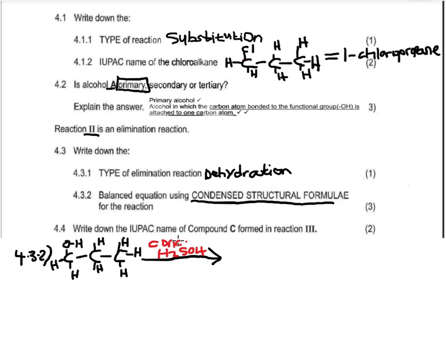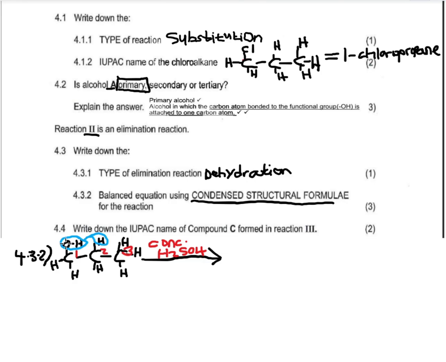Remember, the concentrated sulfuric acid has 2 functions. It is to remove the water, which acts as a dehydrating agent, and the second function is it acts as a catalyst, which means it speeds up the rate of the chemical reaction. Now here in this case, it acts as a dehydrating agent, which means it's going to remove the water molecule. In order to remove the water molecule, we are actually removing the OH together with the hydrogen on the other carbon, the carbon next to it.